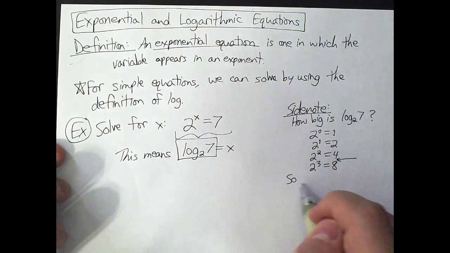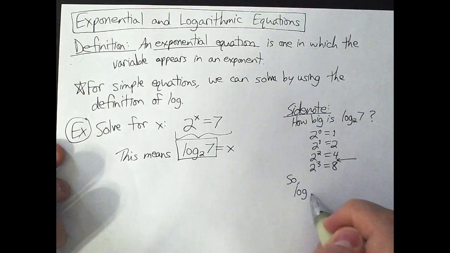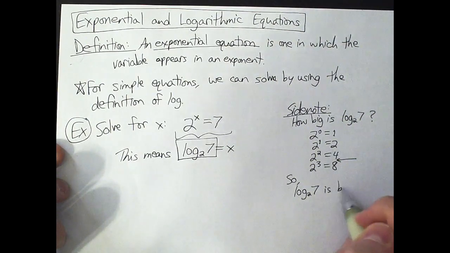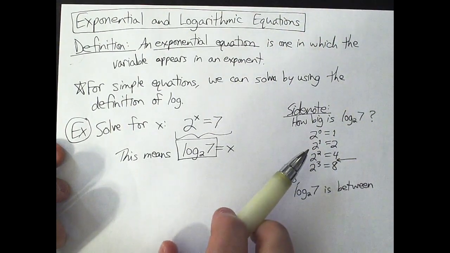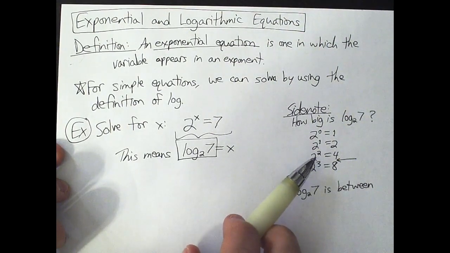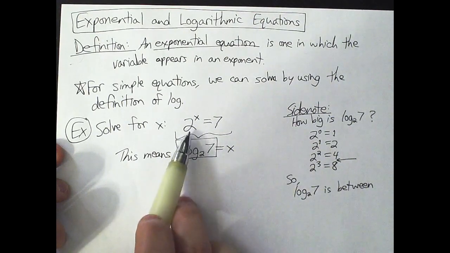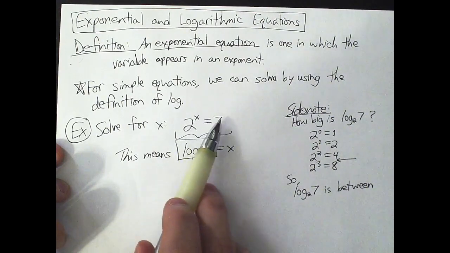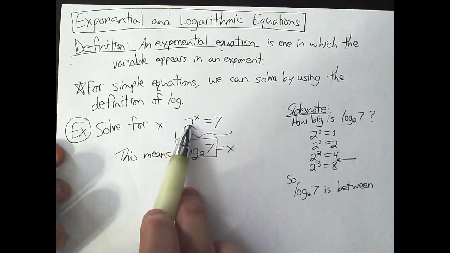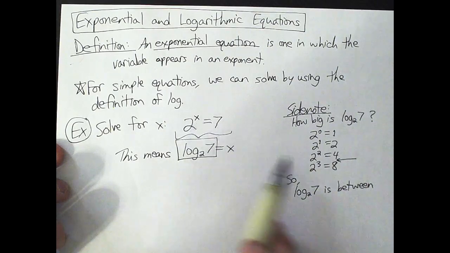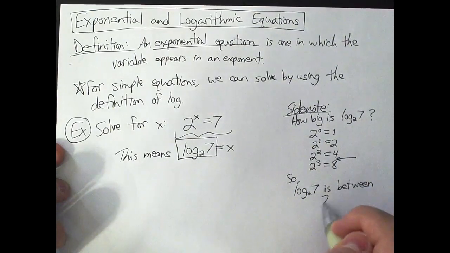So log base 2 of 7 is between, what can we say? It's bigger than 2, smaller than 3. Because if I did a 3 here, 2 to the 3 is 8. That's too big. 2 to the 2 is 4. That's too small. So what I want is something that's almost 3. I'm just going to say it's between 2 and 3.